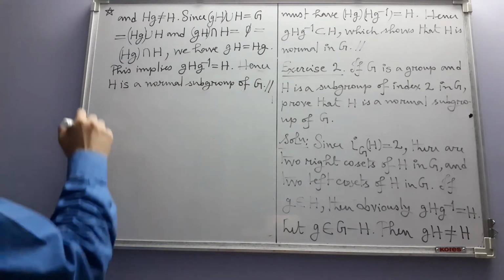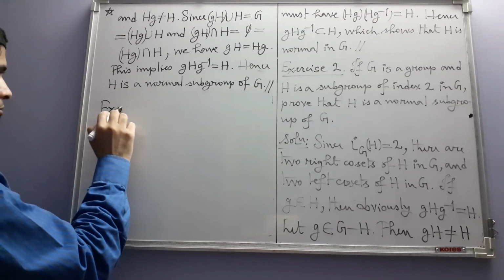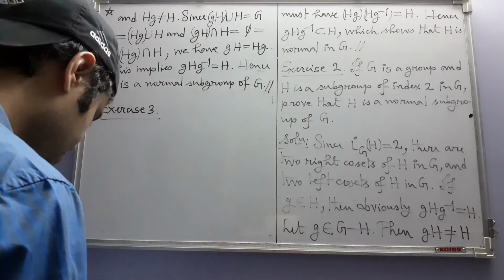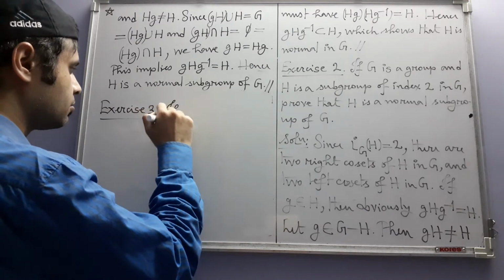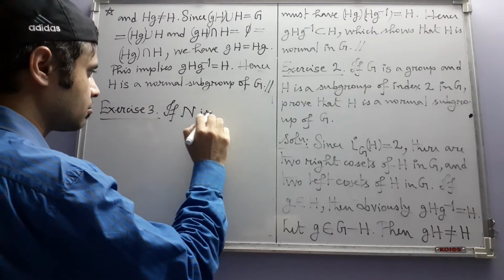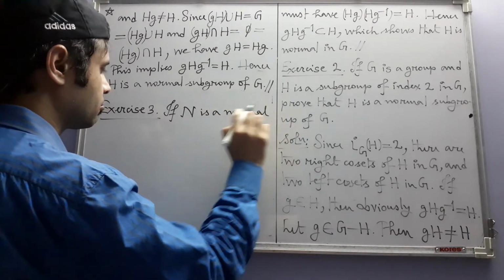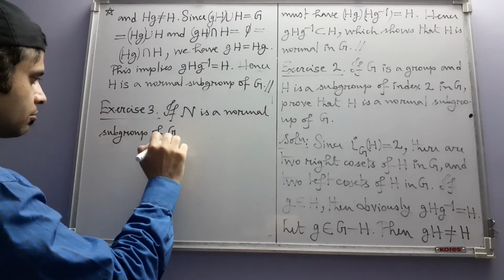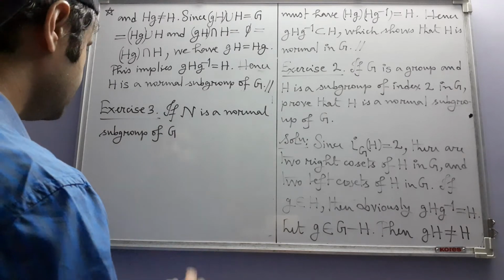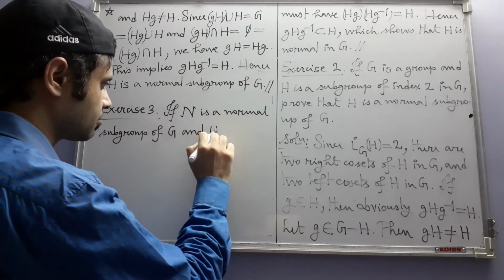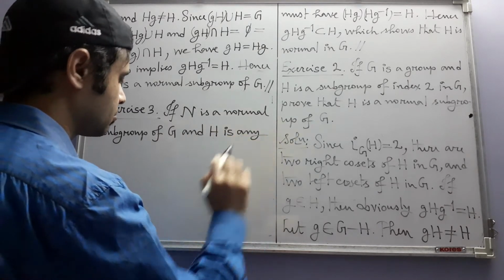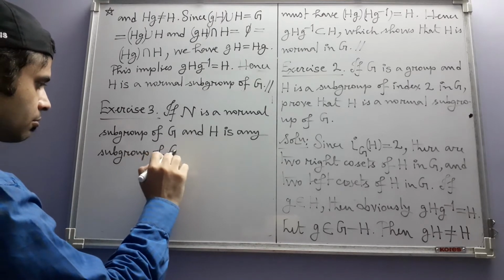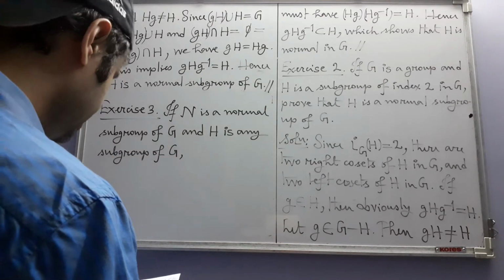Next, 3. If N is a normal subgroup of G, and H is any subgroup of G, prove that NH is a subgroup of G.